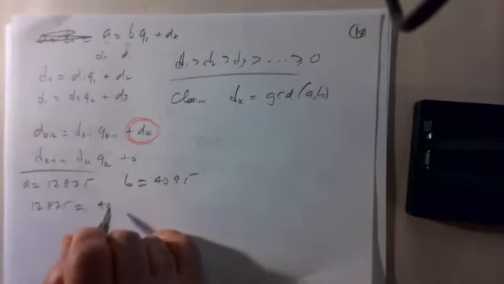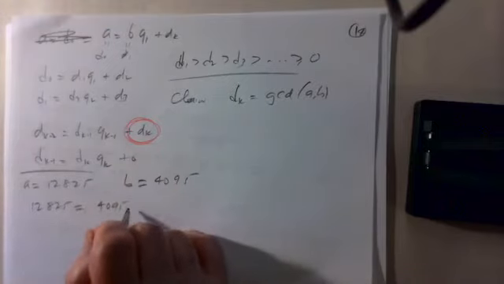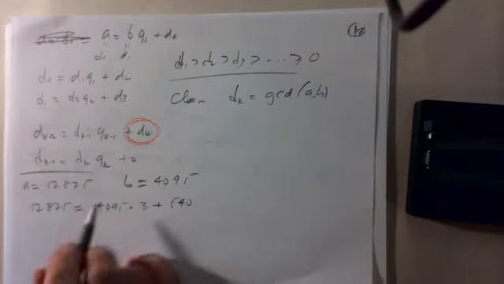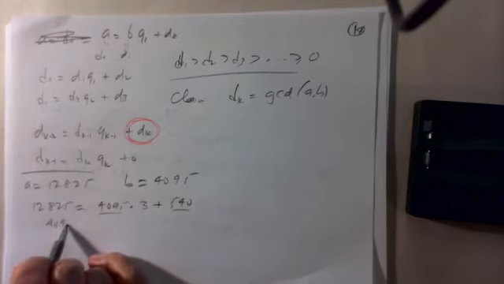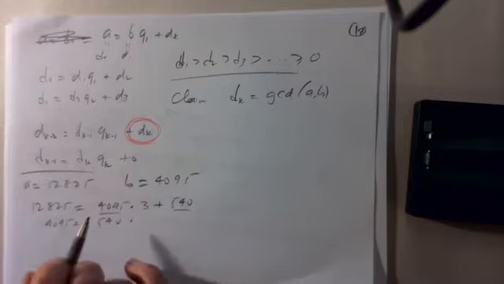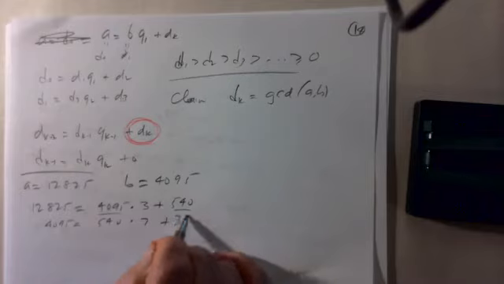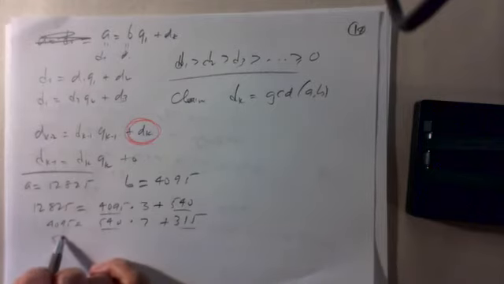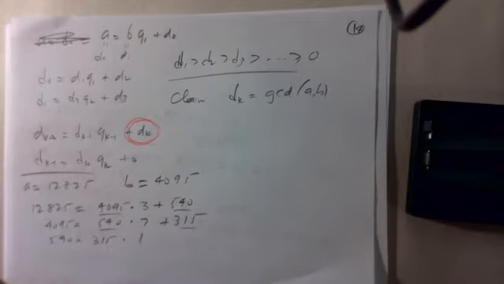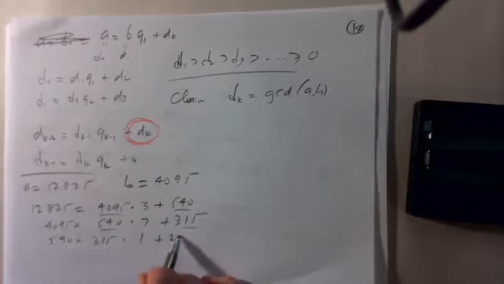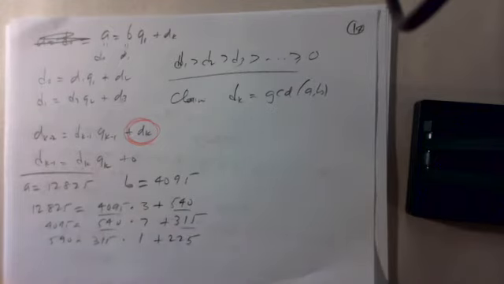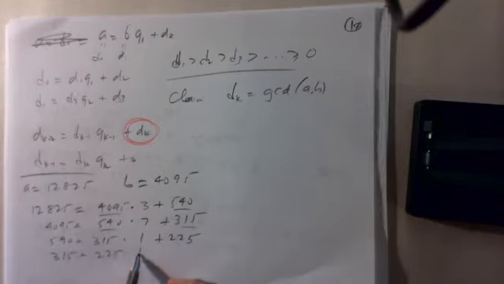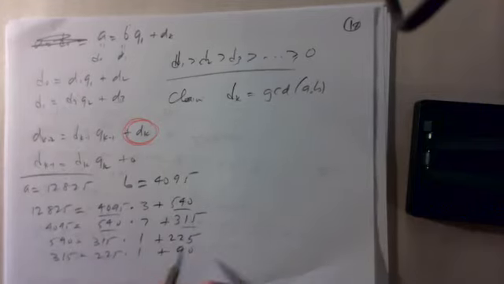12,825, if you divide by 4,095, you get a quotient of 3 and a remainder of 540. Then you divide 4,095 by 540, you get a quotient of 7 and a remainder of 315. Then you divide 540 by the remainder 315, you get a quotient of 1 and a remainder of 225. And 315, when you divide by 225, gives a quotient of 1 and a remainder of 90.